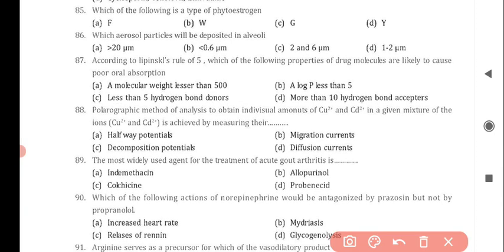Next question is: which of the following is a type of phytoestrogen? And the correct answer is option C, G. Next question is: which aerosol particles will be deposited in alveoli? And the correct answer is option D, 1 to 2 micrometer. Next question is: according to Lipinski's rule of 5, which of the following properties of drug molecules are likely to cause poor oral absorption? And the correct answer is option D, more than 10 hydrogen bond acceptors.